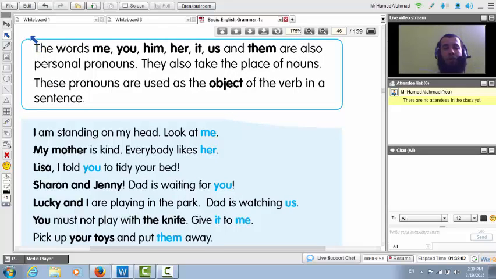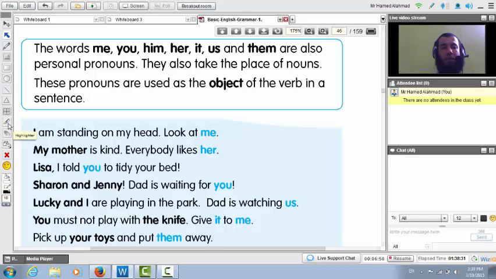The words me, you, him, her, it, us, and them are also personal pronouns. Look guys, here we have two likenesses between subject and object pronouns and one great difference between them. Both of them are what? Personal pronouns, and both of them take the place of nouns. But the most important difference between them is that these pronouns are used as what?